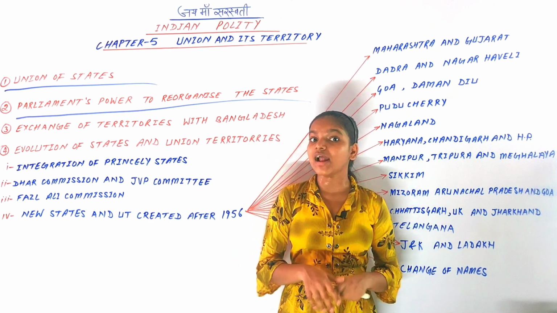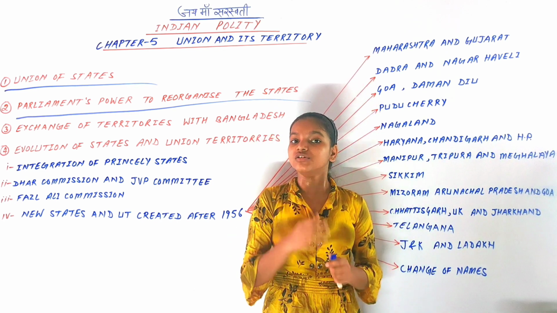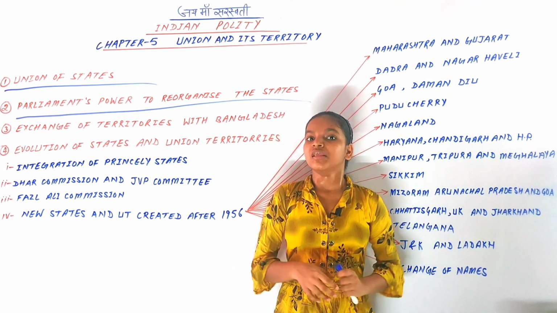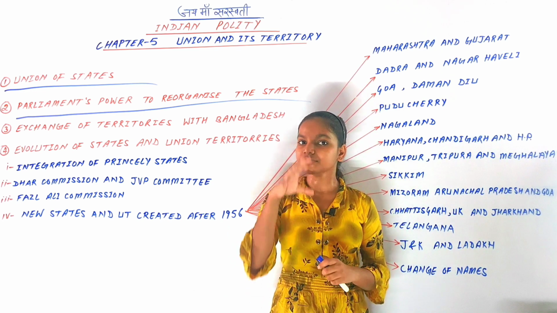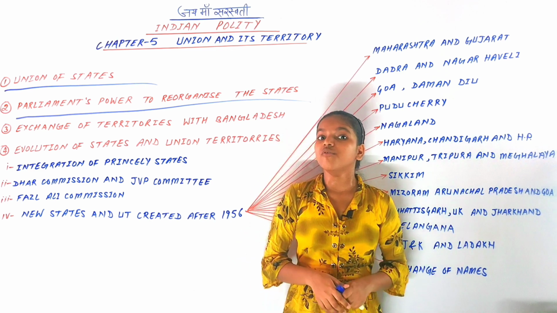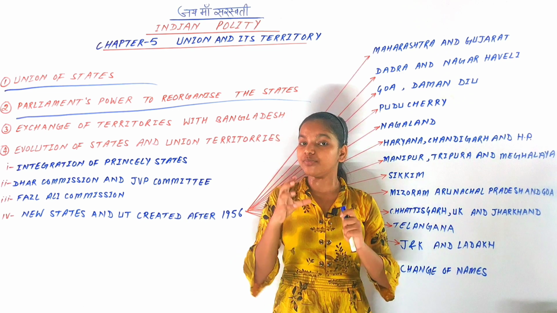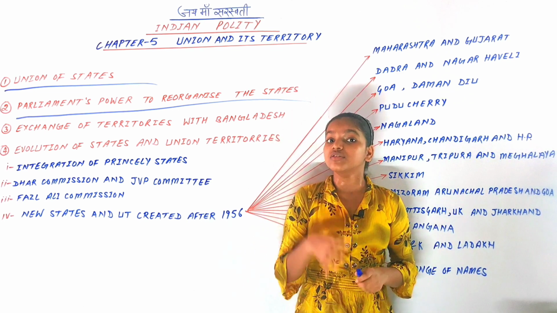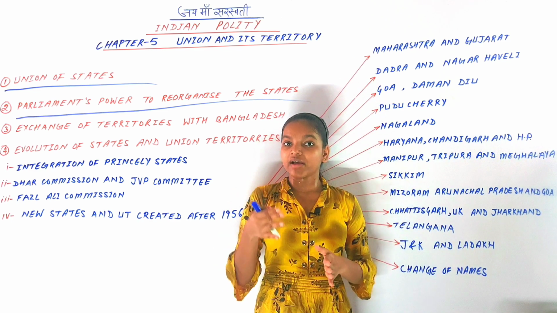Does this also mean that it can cede away territory to a foreign country? This question was raised in the Berubari Union case, which was in 1960. Berubari Union, which was a part of West Bengal, was being given to East Pakistan, that is, present-day Bangladesh. Earlier it was East Pakistan, you know.